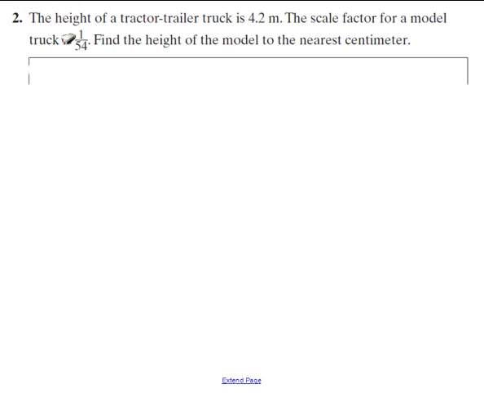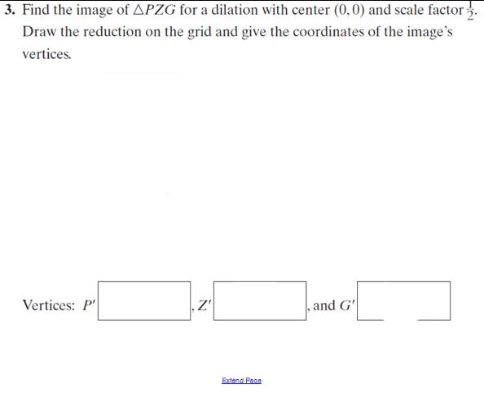Quick check 2 is just like the second example we looked at. They give us the scale factor and they want us to find, now instead of, when we did the floor plan of the museum, we went from the floor plan to the actual dimension. Now we're going from the actual dimension down to the scale in this case. So it's a little bit different.